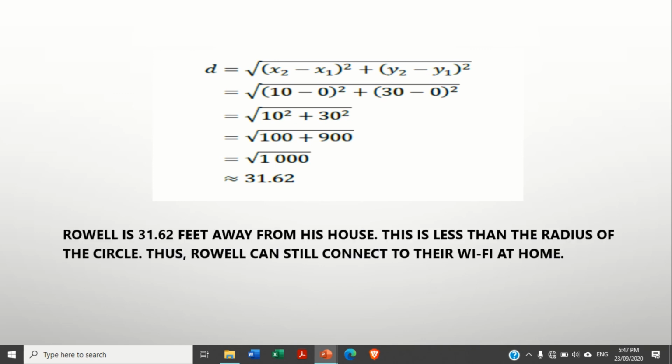Therefore, when we conclude, Rowell is 31.62 feet away from his house, and this is less than the radius of the circle. Thus, Rowell can still connect to their Wi-Fi at home.